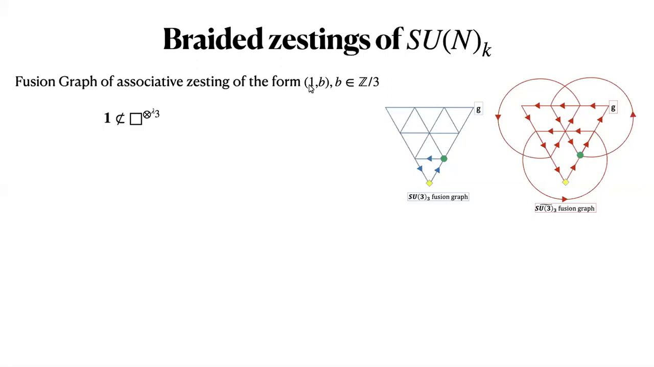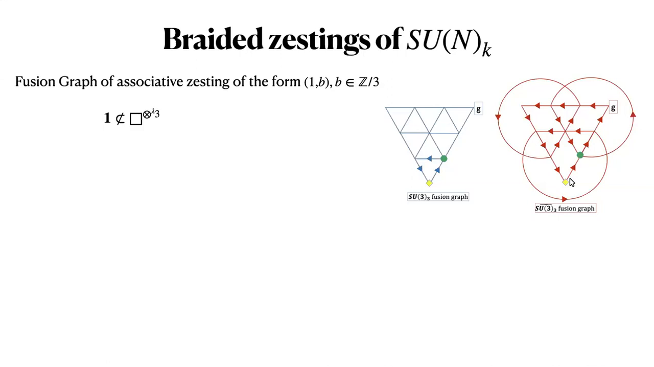In particular, if you take the associative zesting corresponding to 1 and B, the new fusion rules are completely different. So for example, the fusion graph of SU(3) level 3 is this one. And the new fusion graph is this one.